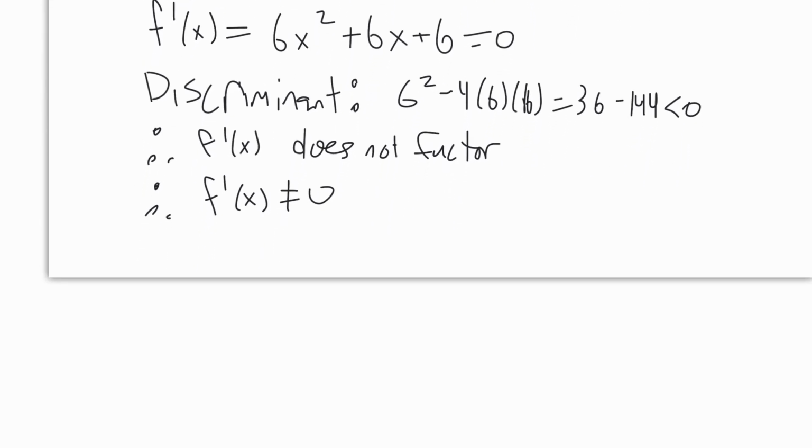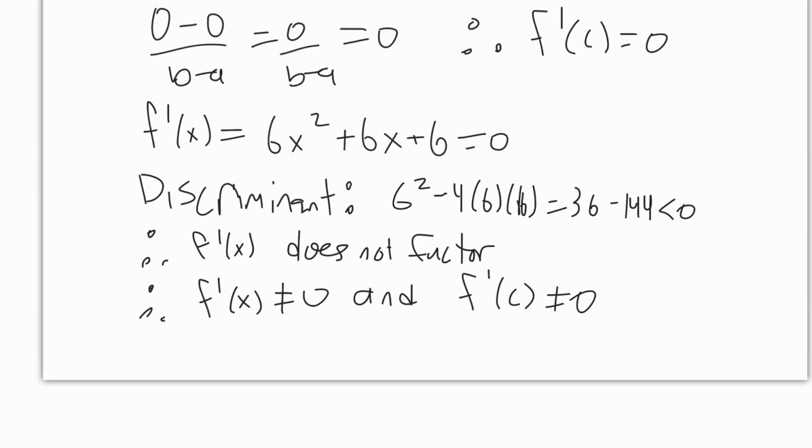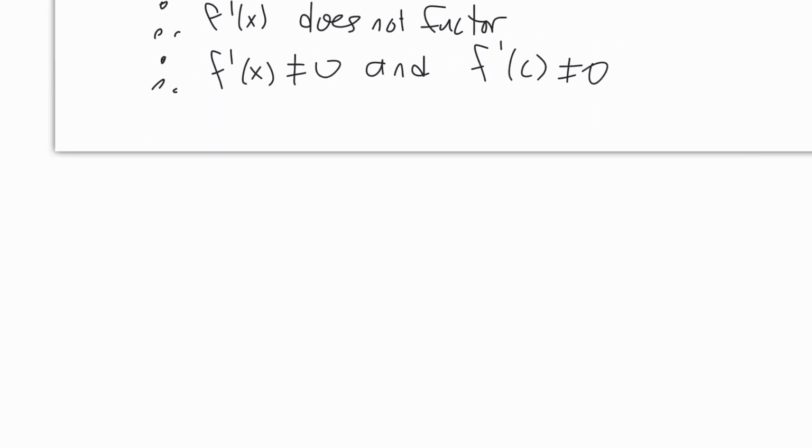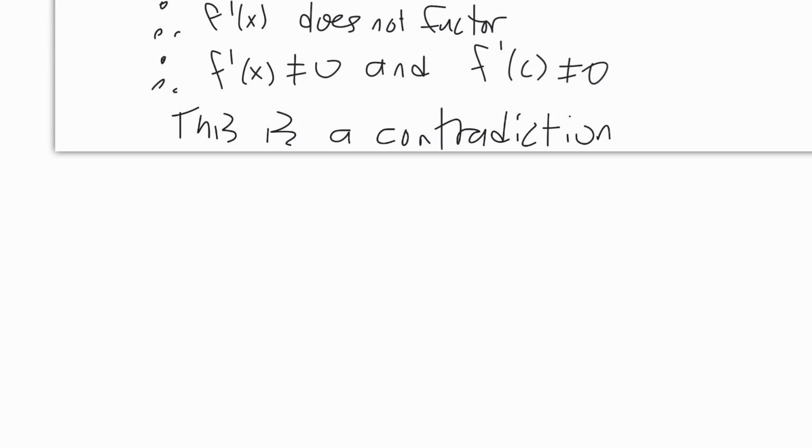We could even say this more specifically. f prime of c cannot equal 0. If the derivative is never 0, that means the derivative at a certain point c can never be 0. But we also know that the derivative at the point c must be 0. So we have the derivative being 0 and the derivative not being 0 at the point c. Can a number be both equal to 0 and not equal to 0? Of course not. This is a contradiction. Therefore, f of x has exactly one root.